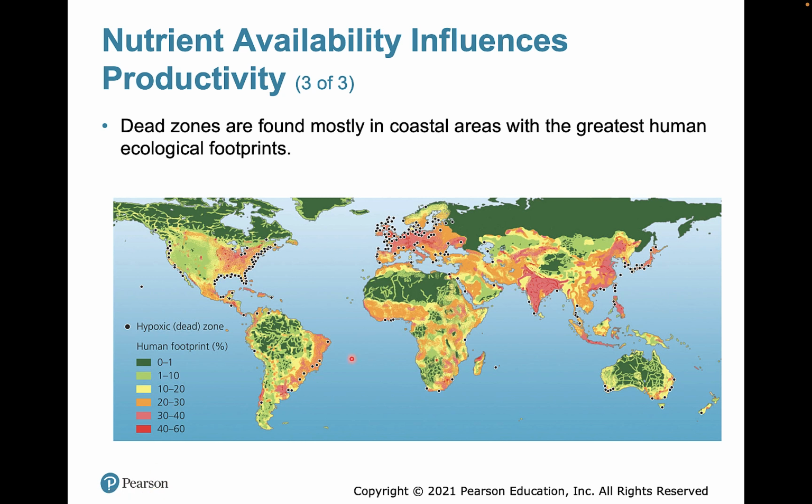We talked about the dead zones, right? Typically you get these more dead zones, these dots, where you have a greater human ecological footprint, where there's a greater amount of human influence, okay? So there's a lot off the East Coast and the Gulf of Mexico in the United States. There's a lot in Europe because there's a huge ecological footprint, okay? So that kind of makes sense.